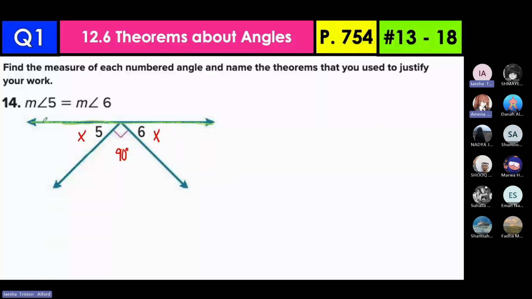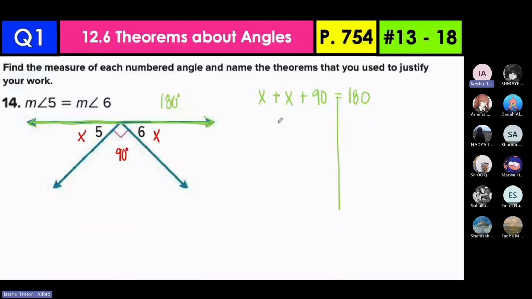Supplementary, straight angle. Fine, they're supplementary. How much is supplementary? 180. Fine. So this equation should be equal to 180. So what are we gonna have? 2x plus 90 equal 180. Then solve.